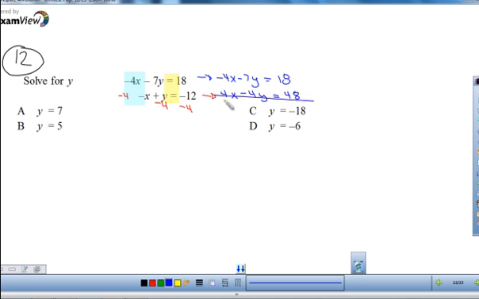So the x's cancel. Negative 7y minus 4y is negative 11y. 18 plus 48 would give me 66. Divide by negative 11. So y equals negative 6.